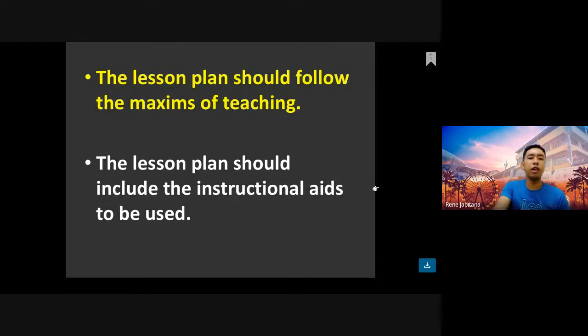To continue, the lesson plan should follow the maxim of teaching. The lesson plan should include the instructional aids, or what we call the visual aids, the audiovisual presentation, the instructional learning materials, or the IMs, or the learning materials that we are going to use. For example, if you are using a video presentation about the different parts of the human body, a YouTube video presentation, that's part of your instructional aid, or what we call the instructional materials.